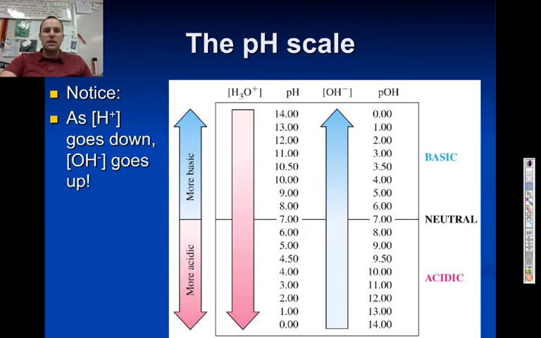So notice on the pH scale, as the hydrogen ion, or H3O plus, that's the same thing, goes down, the hydroxide ion goes up. They are opposite to each other because they basically react with each other and consume each other. So keep that in mind.